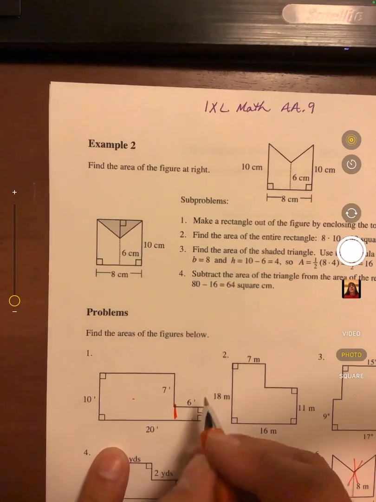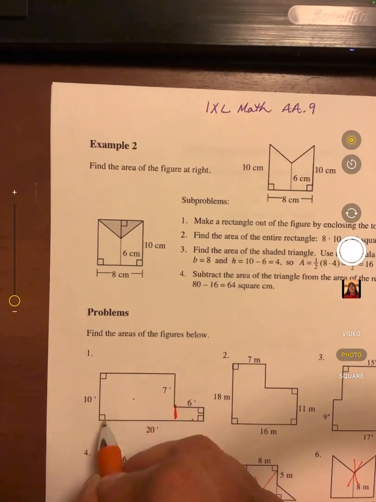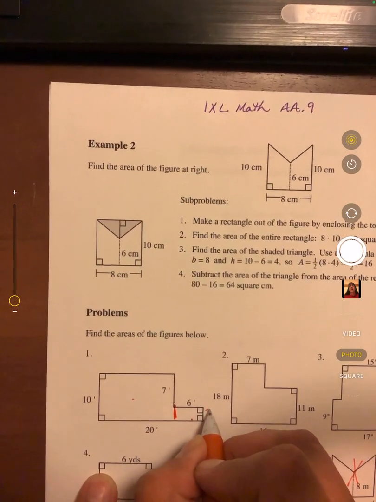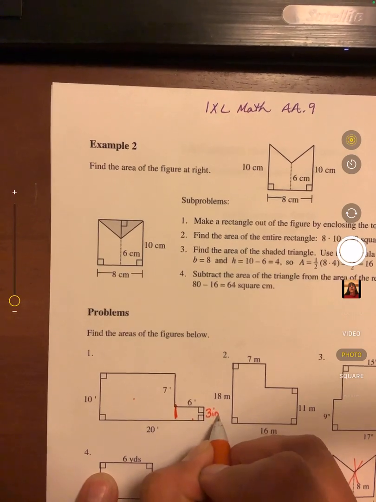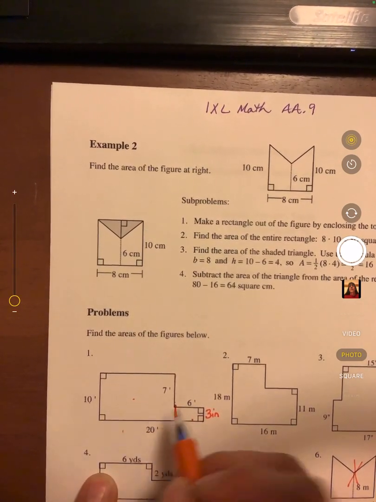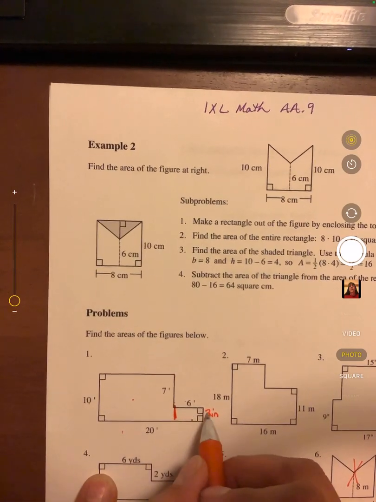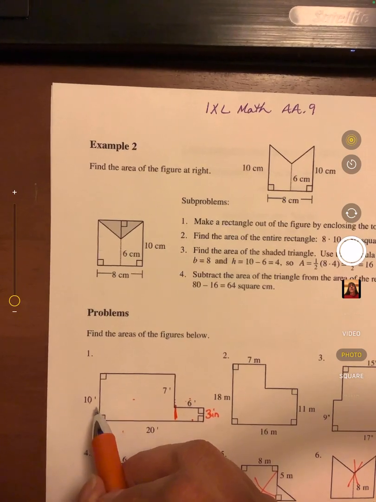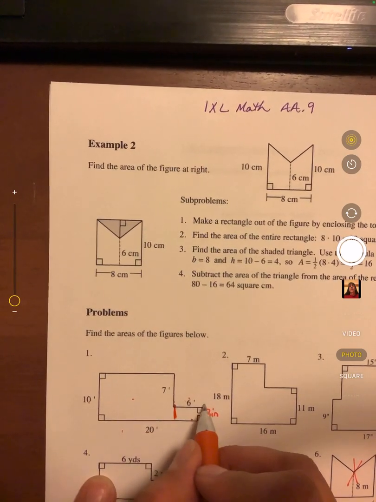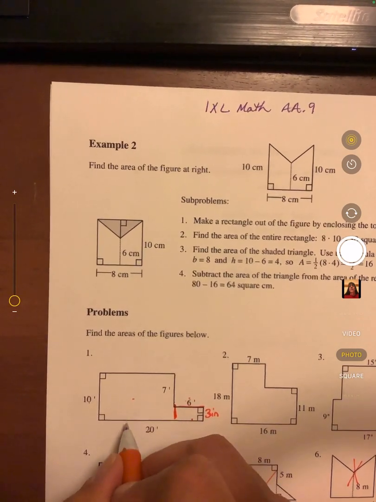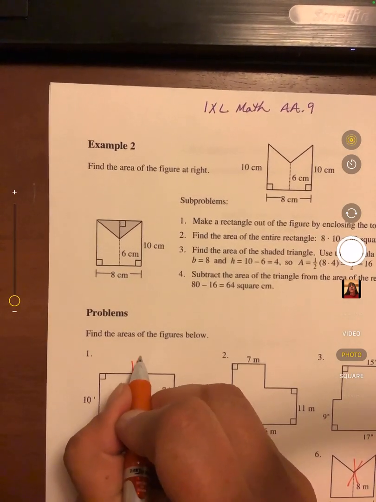Okay, so I know that this is 10 inches. So if this is 7 inches, this has to be 3 inches because these sides have to equal this one. Okay, I also know that, so now I have these two, and if this is 6 right here, 20 minus 6 means this is 14.